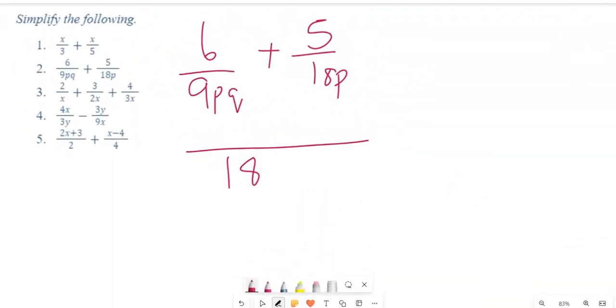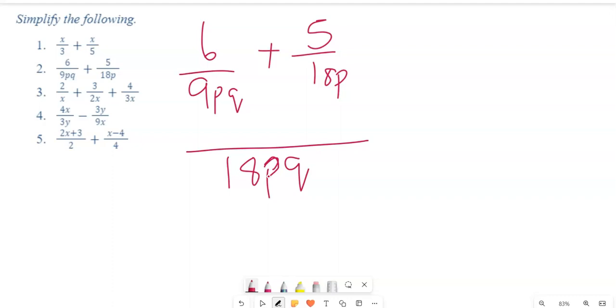because 18 can be divided by itself and it can be divided by 9. And then the LCM for the letters would be P and Q, because P and Q are the variables present in the denominators. So it's all the letters present in both denominators. You just need one representation. So you have P in both denominators, you just need one P in your LCM, as you can see right here. And there's a Q, it needs to be present as well.